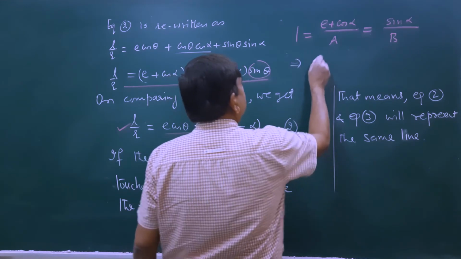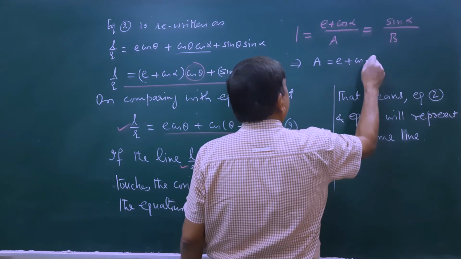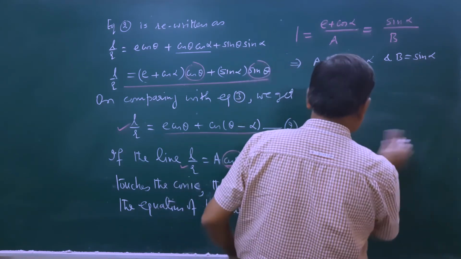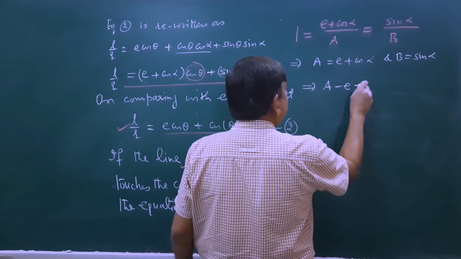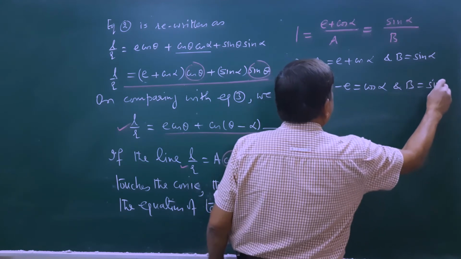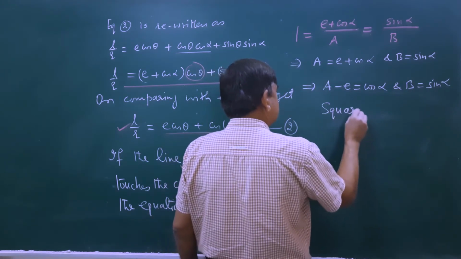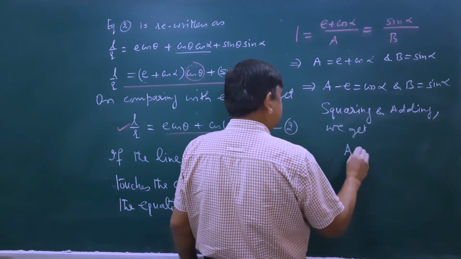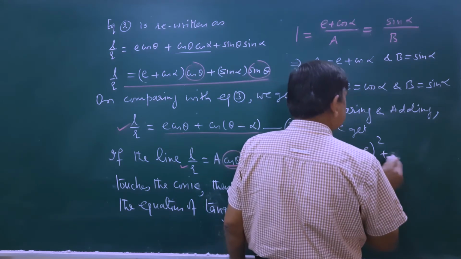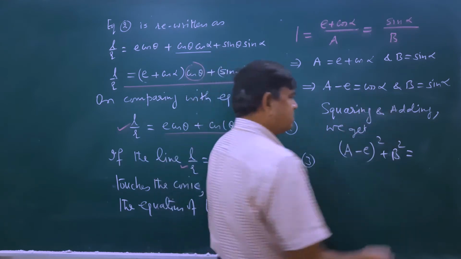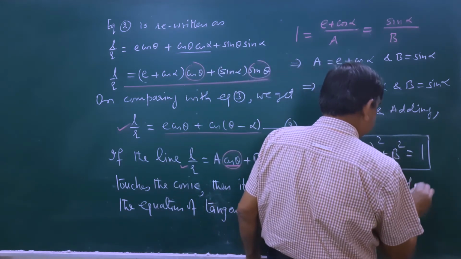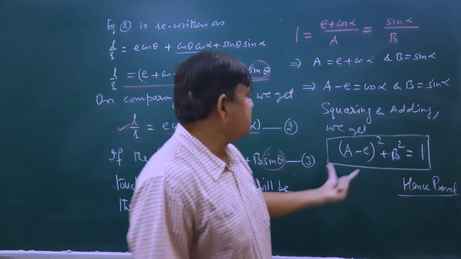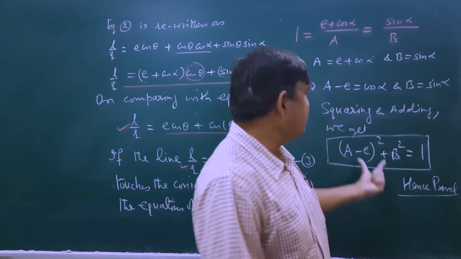Now, this implies A equals E plus cos alpha and B equals sin alpha. That is, A minus E equals cos alpha and B equals sin alpha. Squaring and adding, you get (A minus E) whole square plus B square equals cos square alpha plus sin square alpha, that is 1. So if the question is find the condition, that means this is the condition. If the question is prove that, then we have obtained this.